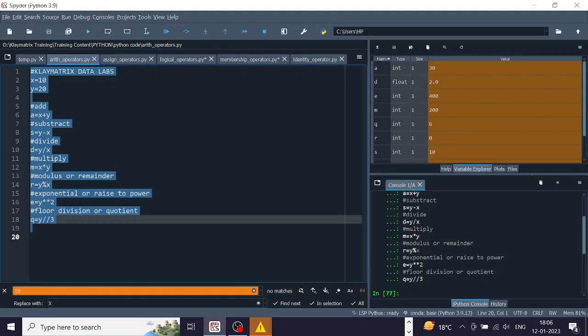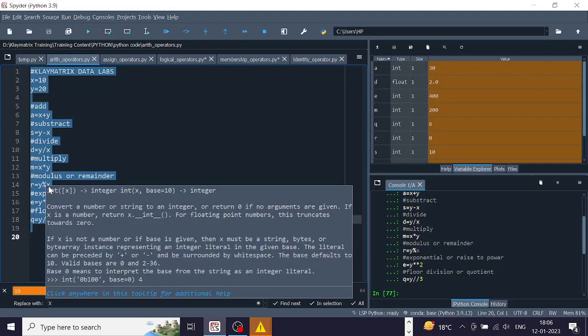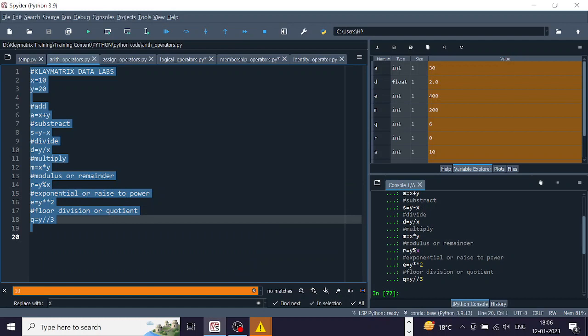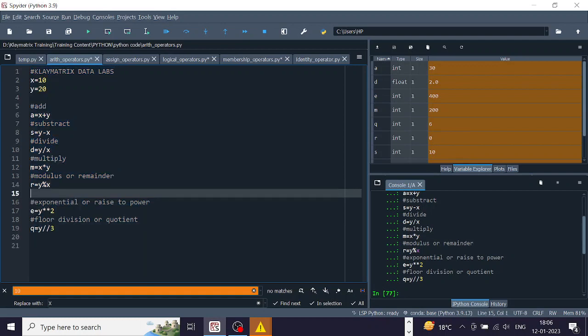Modulus, this is interesting. r is y modulus x. So the remainder of 20 divided by 10 is 0. So r should be 0 here, right? If I want to do another test, let's say r1, wherein I'm saying r1 is 5 modulus 3. In this case, the modulus should be 2, because the remainder of 5 divided by 3 is 2. So you see r1 is 2, right? Just to explain it further.